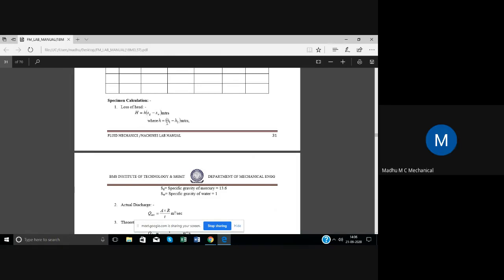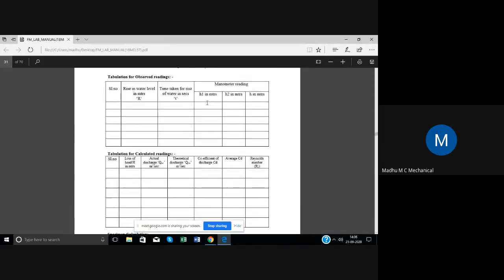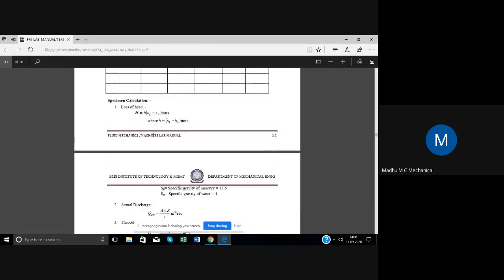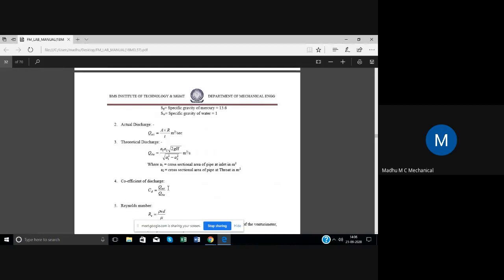Excuse me, sir. They're asking whether we have to take the first trial, use those values in all the formulas, and then go for the second trial. That's what you mean, sir? One second, I'll tell you what I mean. For serial number 1, you have all the readings, right? Use those readings and find the value of CD for the first reading.